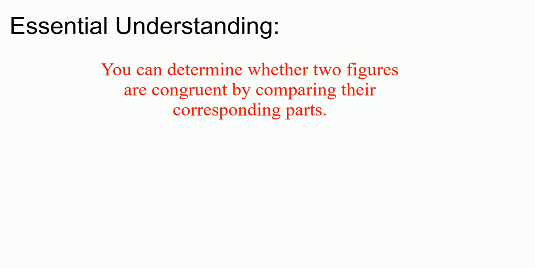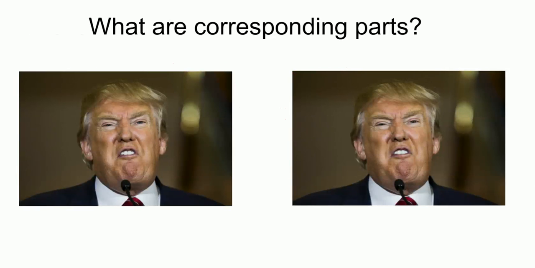So we want to take two figures, whether it be triangles or any sort of polygon, quadrilateral, hexagon, pentagon, and see if they are congruent. If they're the same, then their corresponding parts are equal. So what is corresponding parts?